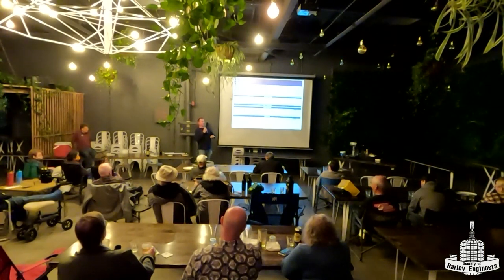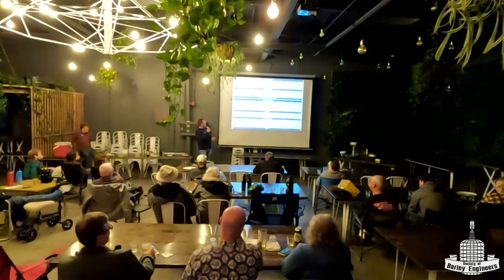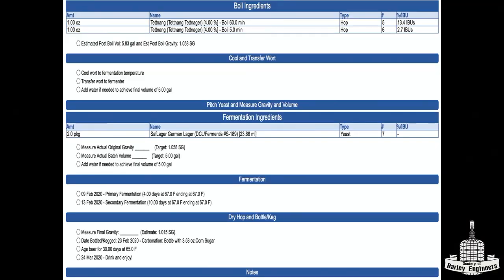Okay, by all means. But I think that I just had one more slide, yeah, this was the end. Tettnang, 1 ounce at 60 and 1 ounce at 5 minutes. And sometimes I just do 1 ounce total and that's it, and it works out just fine too. All right. Thank you.